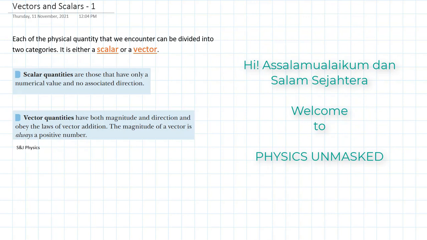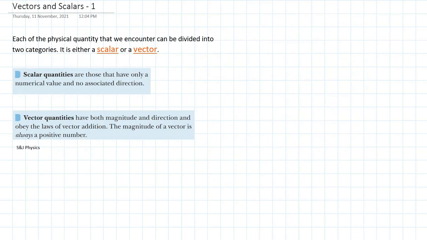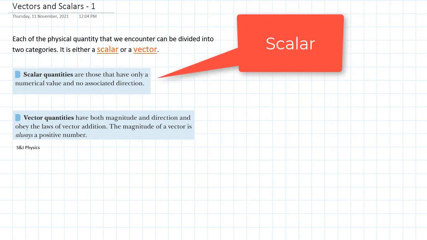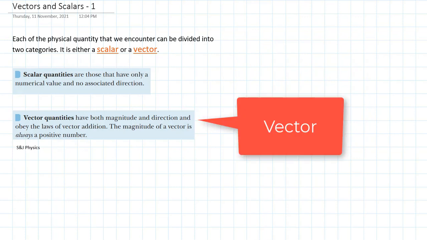In this video, we will discuss vectors and scalars. Physical quantities fall into two categories: scalar quantities and vector quantities. Now, how do we differentiate between scalar and vector quantities? Well, scalar quantities are those that have only a numerical value or magnitude, and no associated direction, whereas vector quantities have both magnitude and direction.